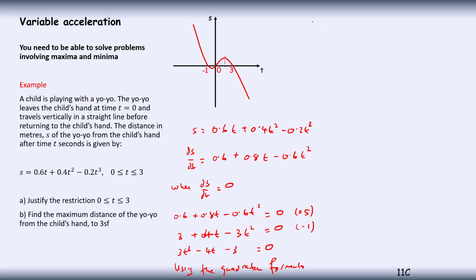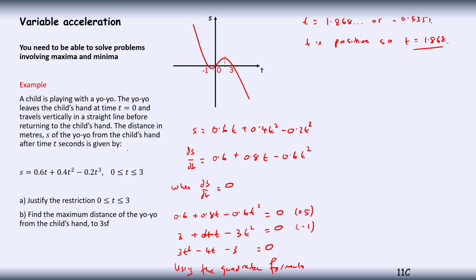You find that t is going to be equal to either 1.868 or minus 0.5351. Make sure you check that using the quadratic formula. Now, we know that t is going to be positive, so we can eliminate the negative answer, leaving 1.868.